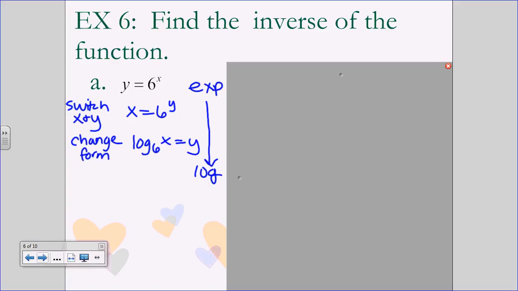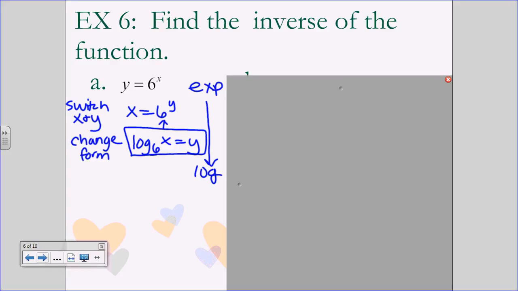Let's check that. 6 to the y equals x. That's the same thing as up there, just like our rule from our definition. So now y is by itself, and this is a log, and that is our inverse function. This is just coming from the definition of logs and inverses. So switch x and y, then change our form. 6 to the power of y gives me x, and that's what the log form is saying as well.